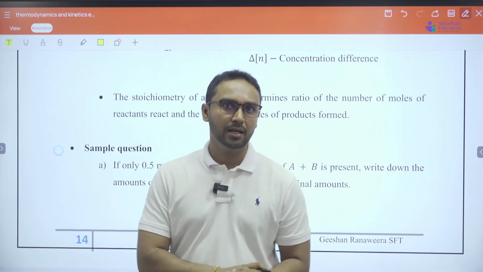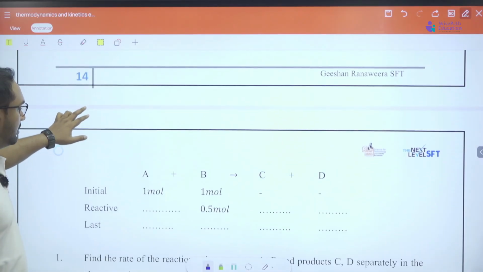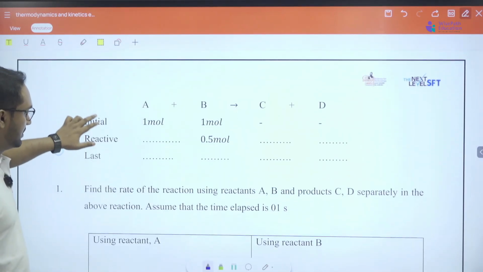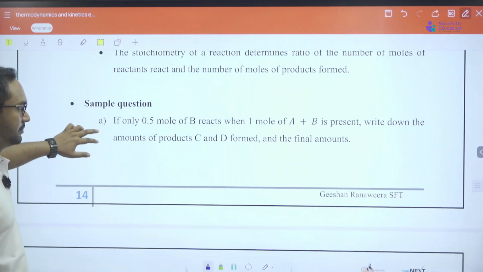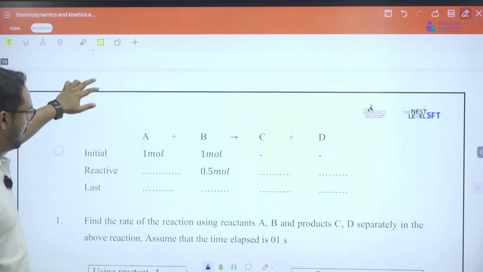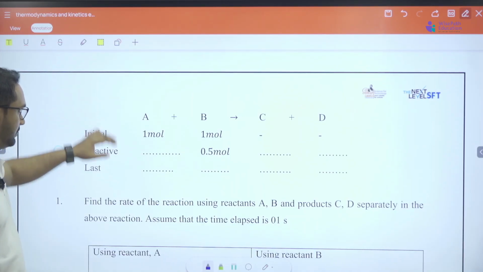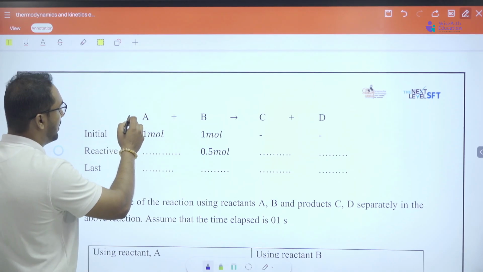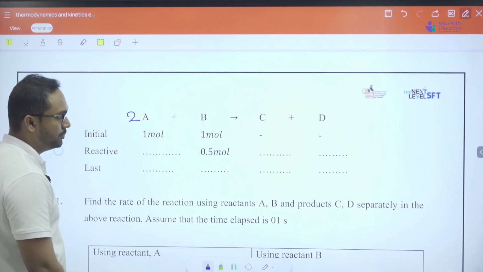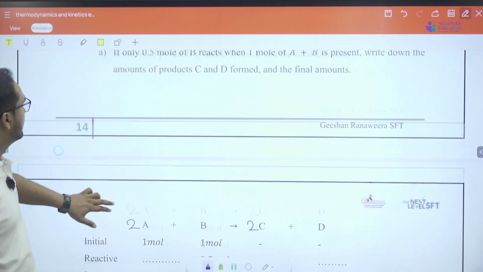Yes, the stoichiometry gives the ratio of the reactants and the products that are formed. So depending on the stoichiometry, the rates can be changed, right? So if I consider something like this, this is 1, okay. Now I'll consider the stoichiometry of A is 2 and the stoichiometry of C is also 2, right?